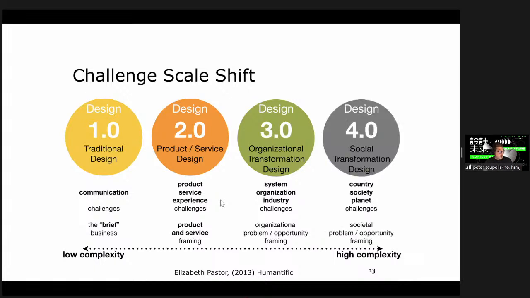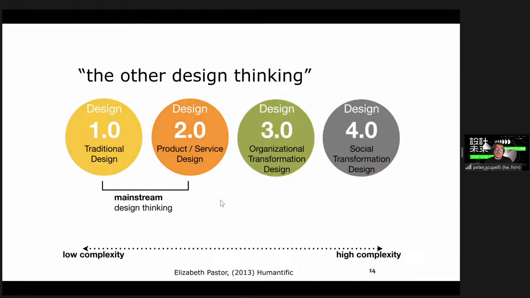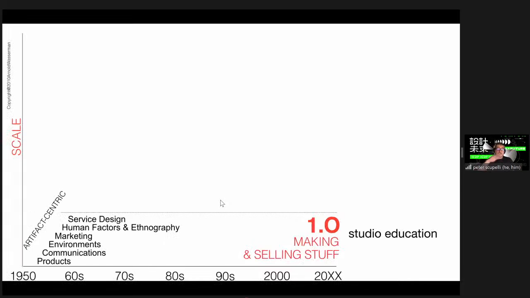And design 4.0 could be thought of as social transformation design with country, society, and planet framed as societal problem and opportunity. And I think the point that they make most importantly is that mainstream design thinking works for design 1 and 2.0, but as you start to engage with design 3 and 4.0, there's another type of design thinking that's necessary. And I'm going to refer to work done by Arnold Wasserman.